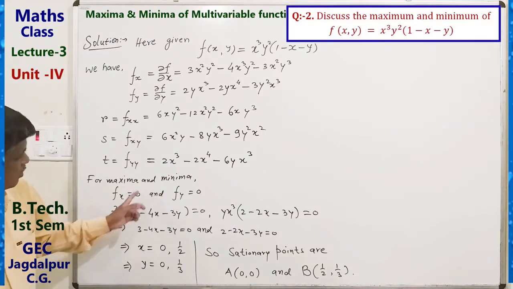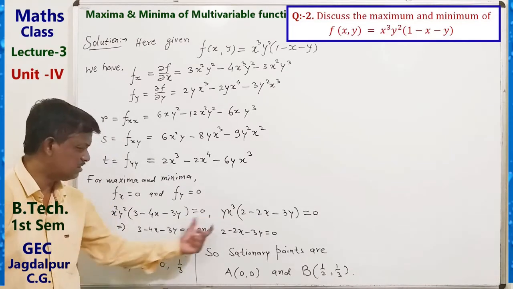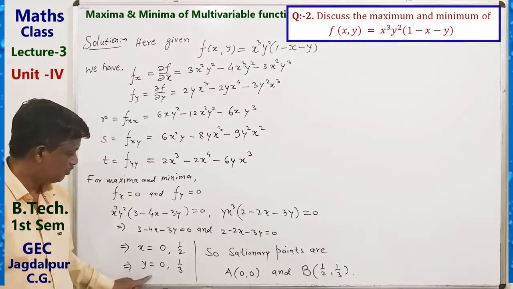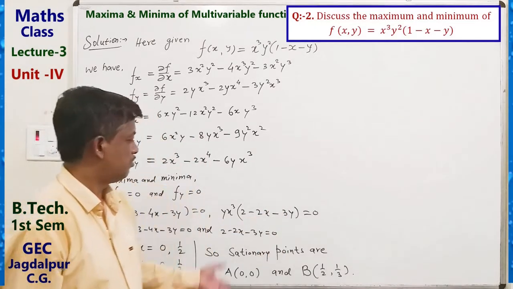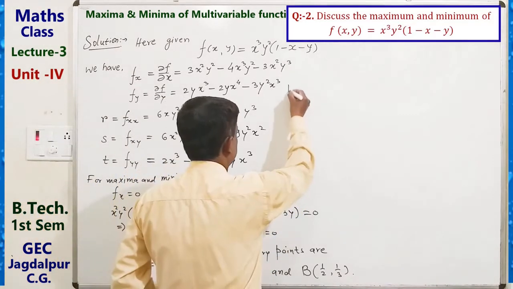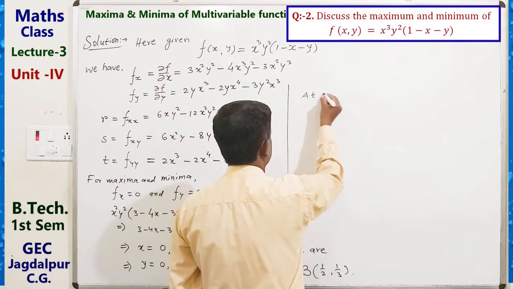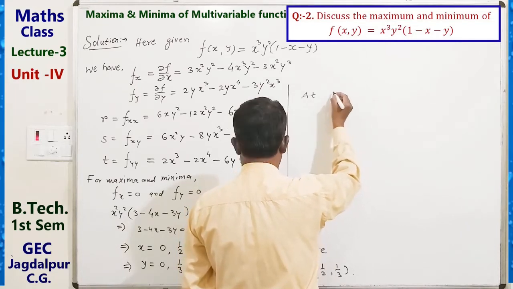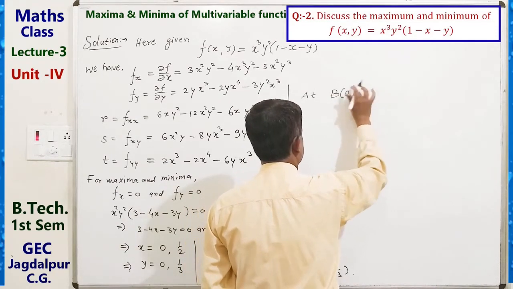Okay? Because these two equations are solved as linear equations, you can solve x equal to 0, x equal to 1 by 2, corresponding value of y is this. So stationary points are this. Now, we will check one by one at this point the value of R, S, T. At B, 1 by 2 and 1 by 3.